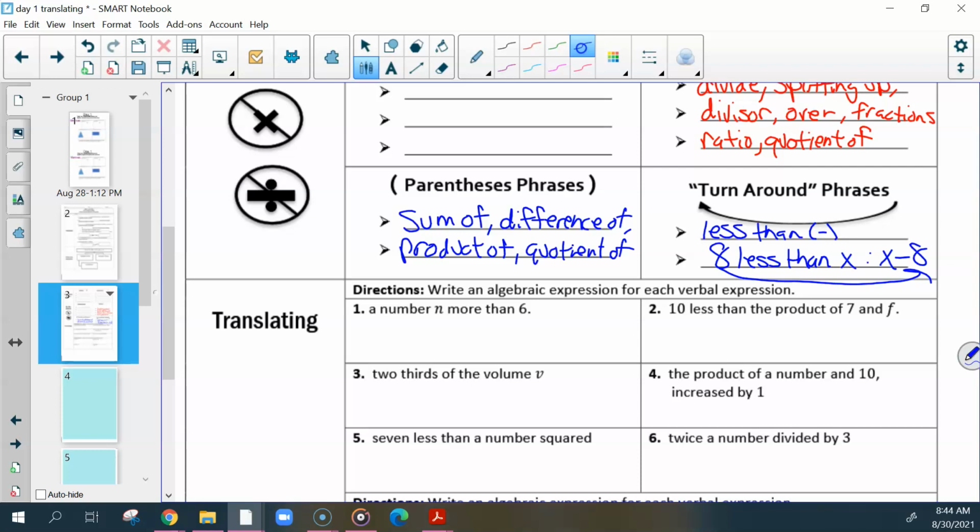Sometimes they'll use just the word less to trick you, but that's not a turnaround phrase. Decreased by is not a turnaround phrase, but you just have to pay attention to what is being decreased by what, because sometimes that.